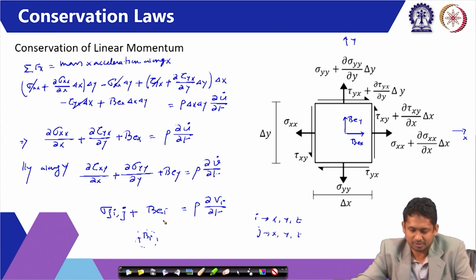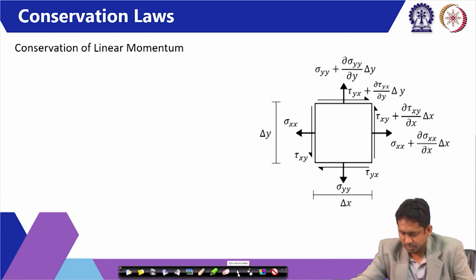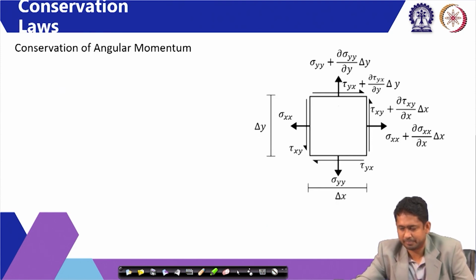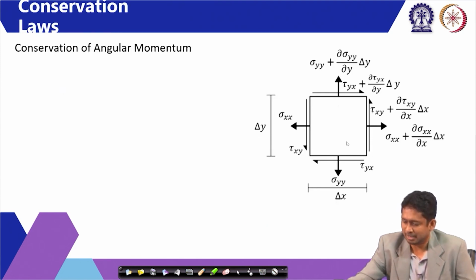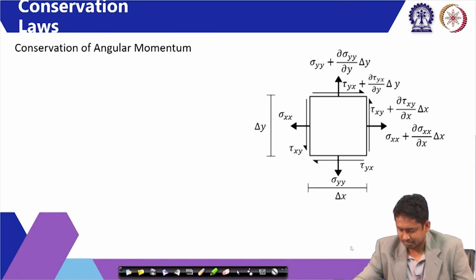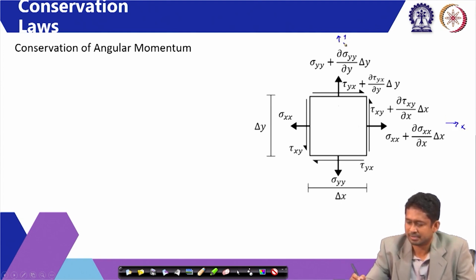So, this was about conservation of linear momentum. Now, we will go to the next one and look into the conservation of angular momentum. So, we have the same diagram, and here, so this is our x and this is our y.